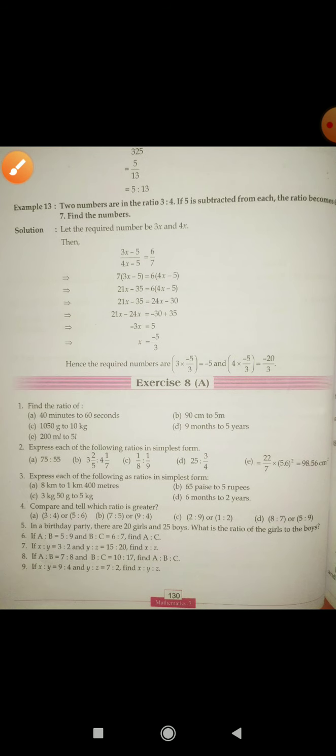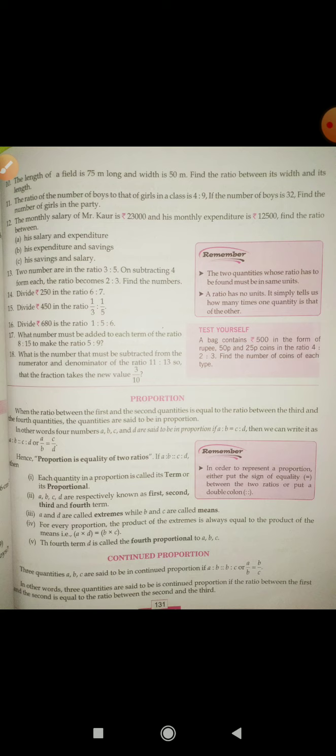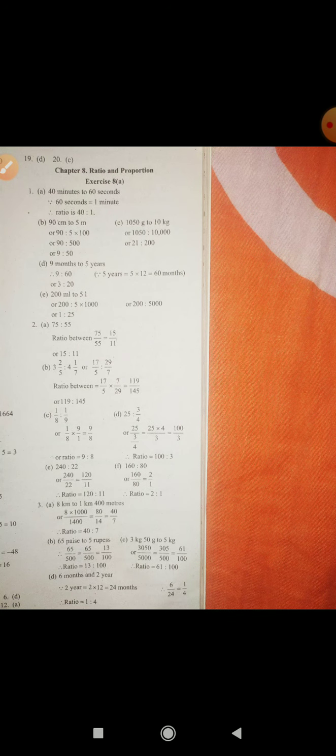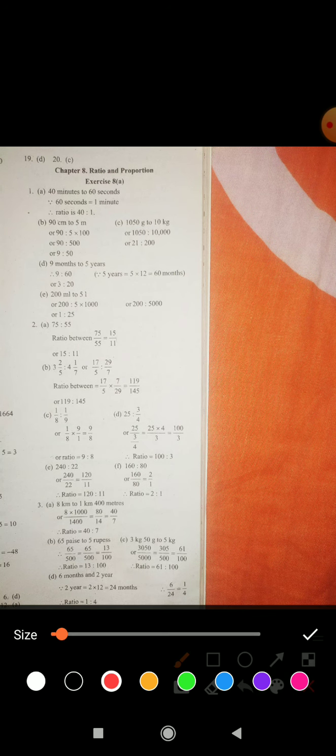So do exercise 8A. Find the ratio in the first question: 40 minutes to 60 seconds. Here is the solution: 40 minutes to 60 seconds. 60 seconds is equal to 1 minute, so the ratio is 40 ratio 1. B: 90 centimeter to 5 meter, or 90 ratio 5 into 100 centimeter. So 90 ratio 500. We can cut the 0, so the ratio is 9 ratio 50.